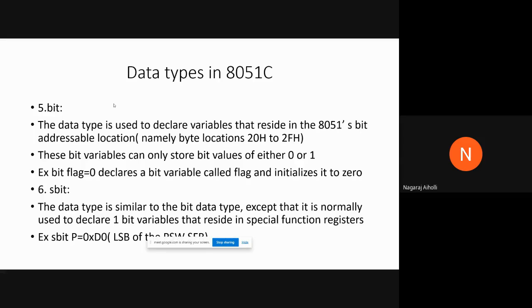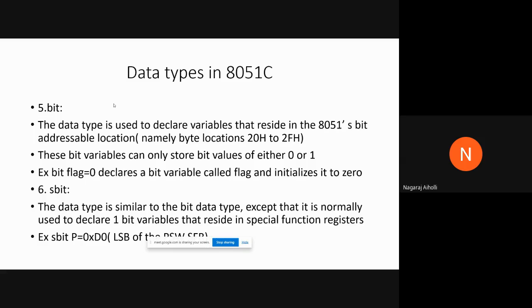What does 20 to 2FH represent in the RAM memory organization? What is that block called? Between 20 and 2FH, it is called as what? Can anybody recollect? Bit addressable. Correct. You are right.